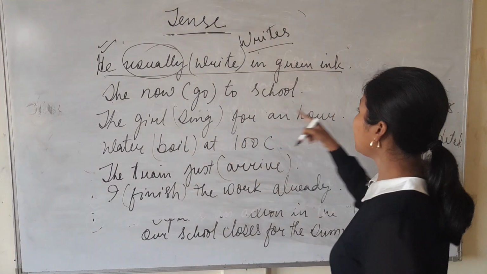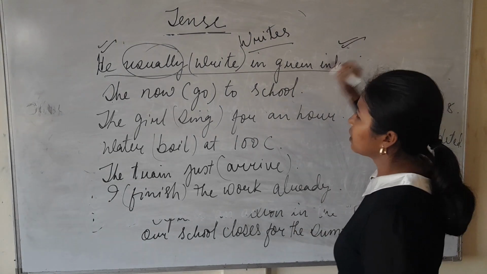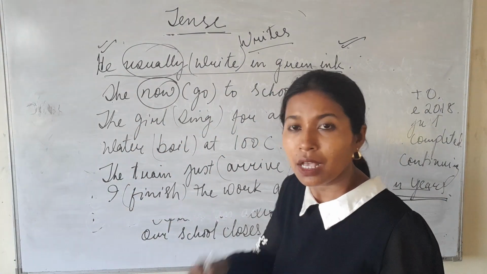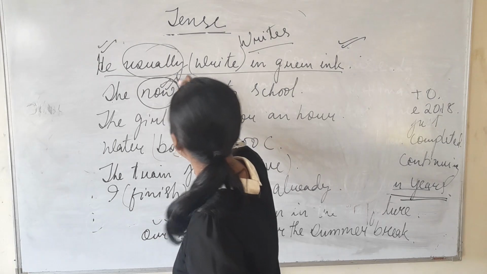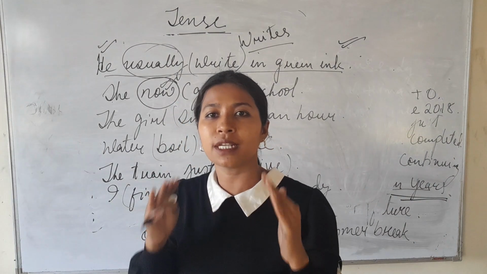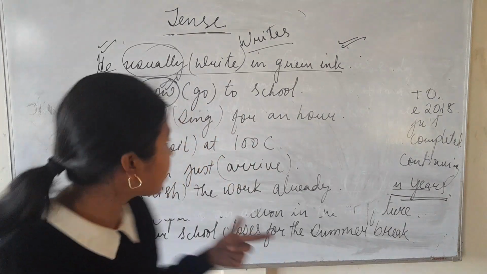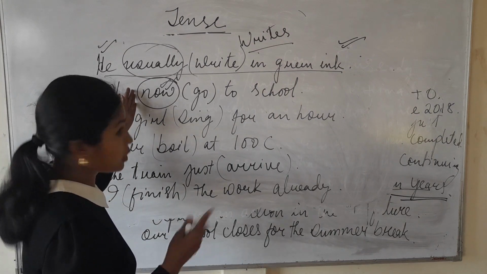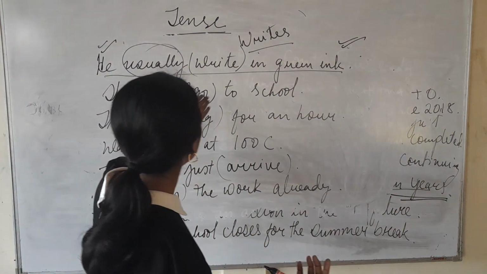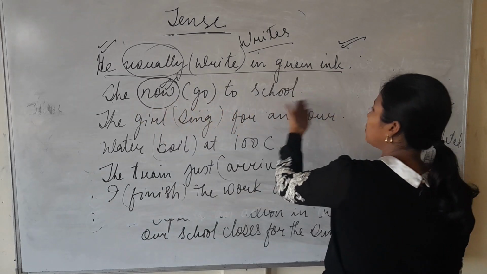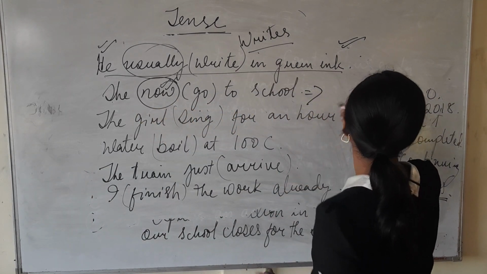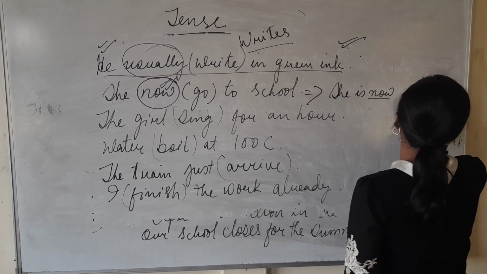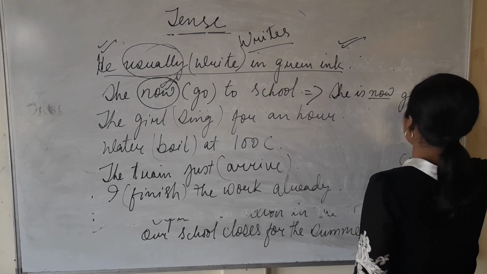Now, she now go to school. When the word now is there, it's something happening right now in the present, so the sentence always has to be present continuous tense. So what will be the answer? She is now going to school. Because she is singular, you use is, and go plus ing gives going. So the answer is: she is now going to school. Now is there, that is why it has to be present continuous tense.